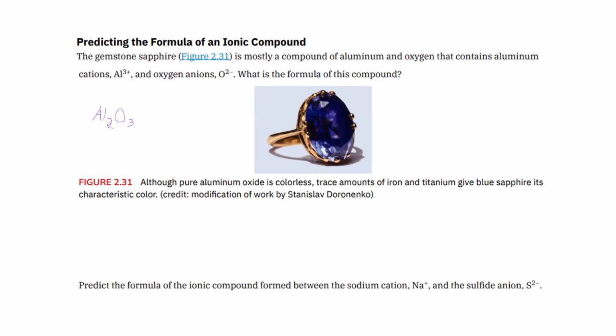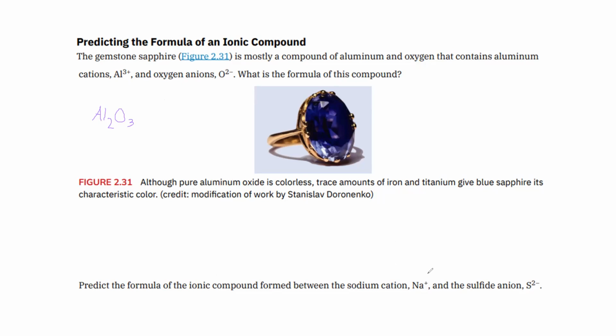And then again, you can check to make sure that this is balanced in terms of charge, because if we've got 2 aluminums that are each +3, that'll give us a +6 charge overall from the 2 metals. And then if we've got 3 oxygens that are each -2, that'll be -6. So we can always check to make sure that this is correct.